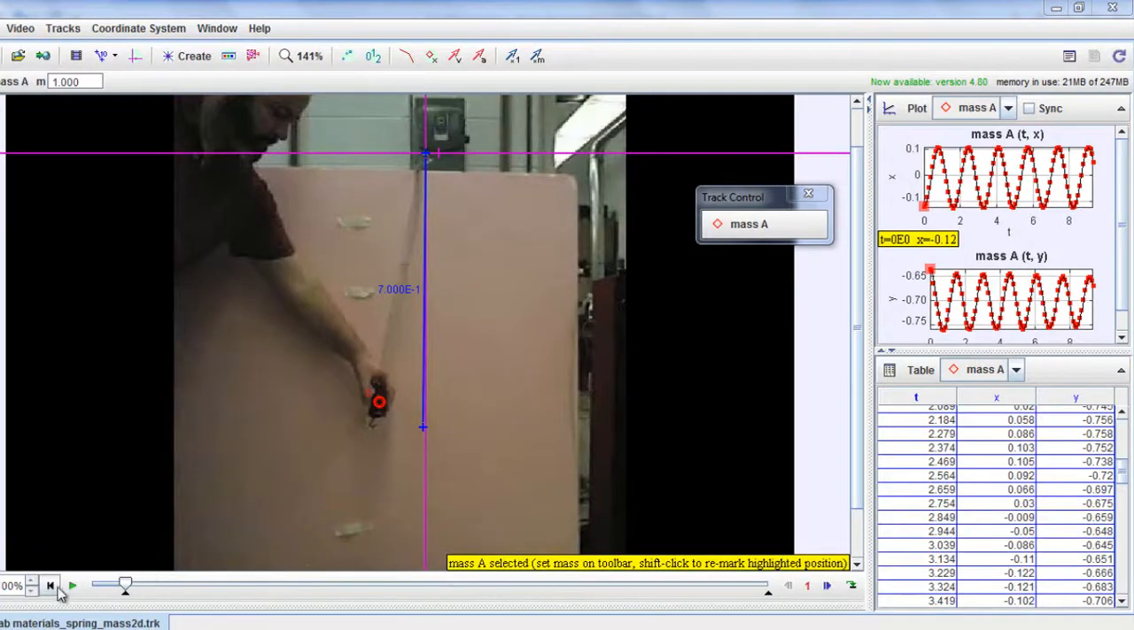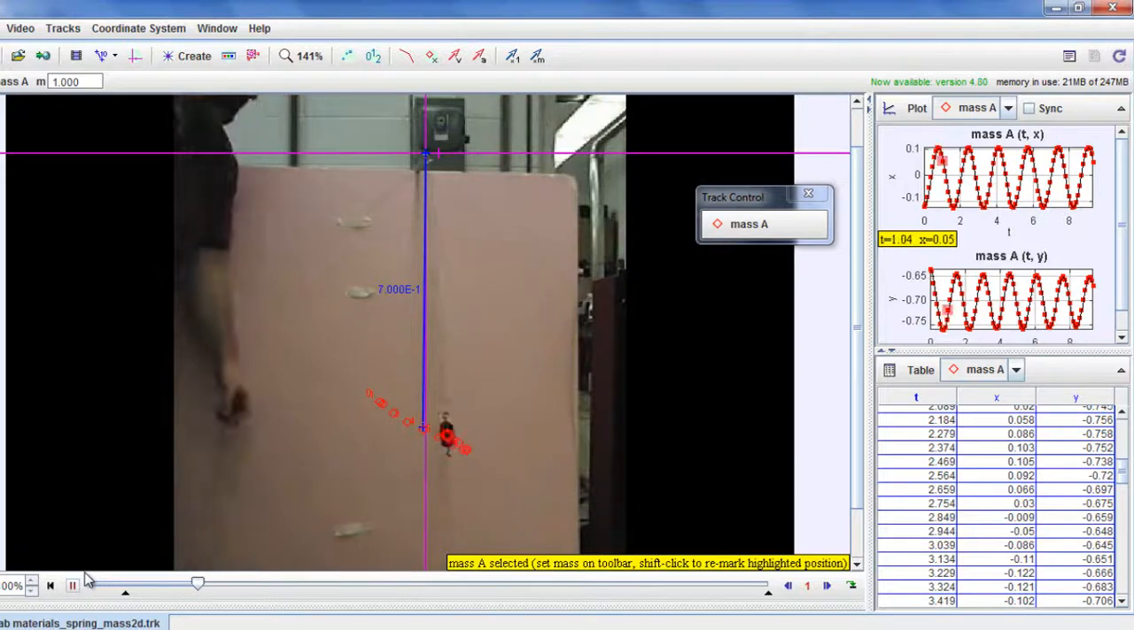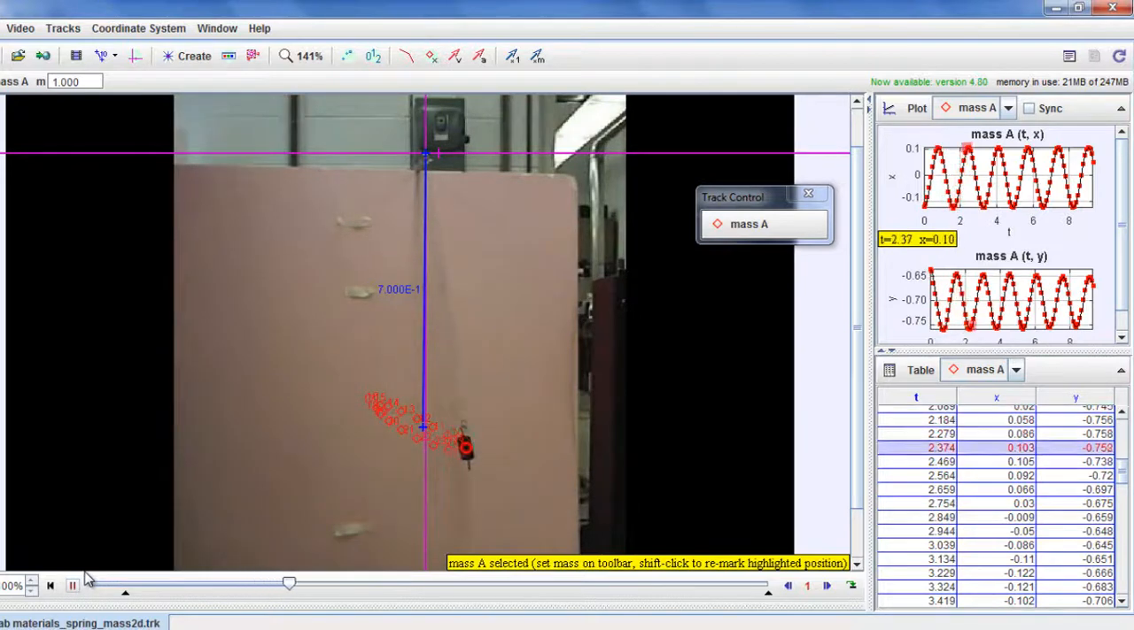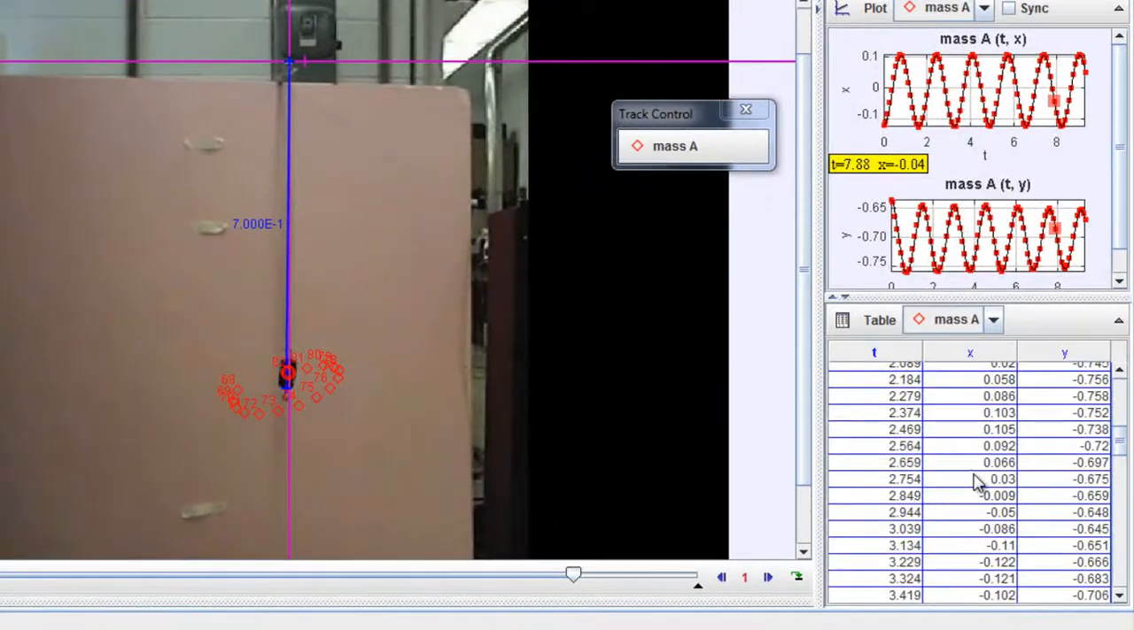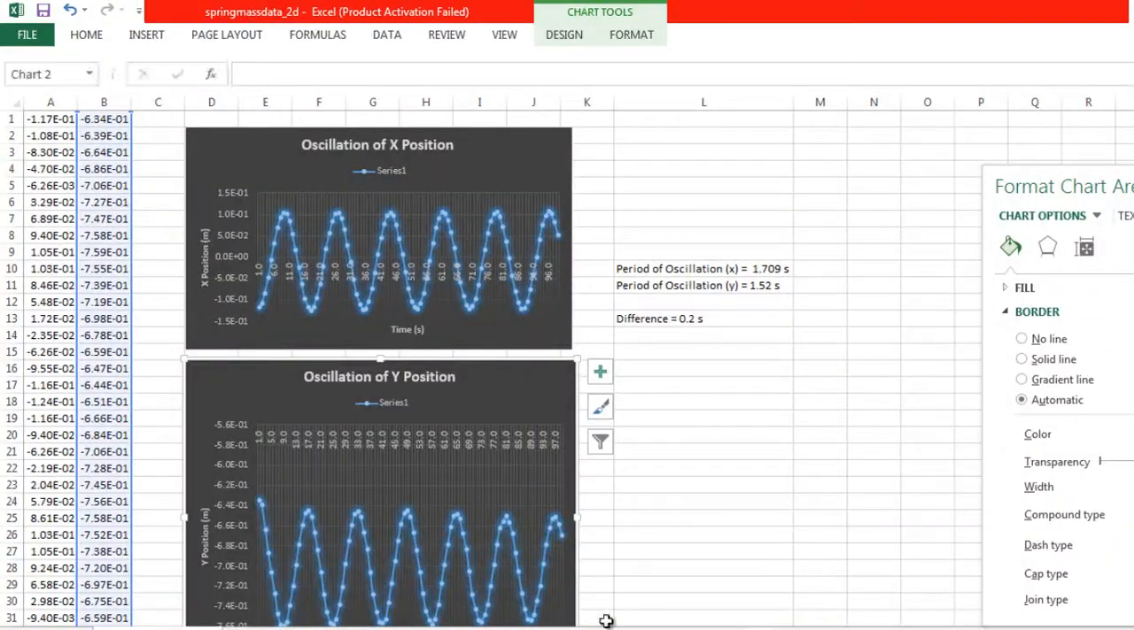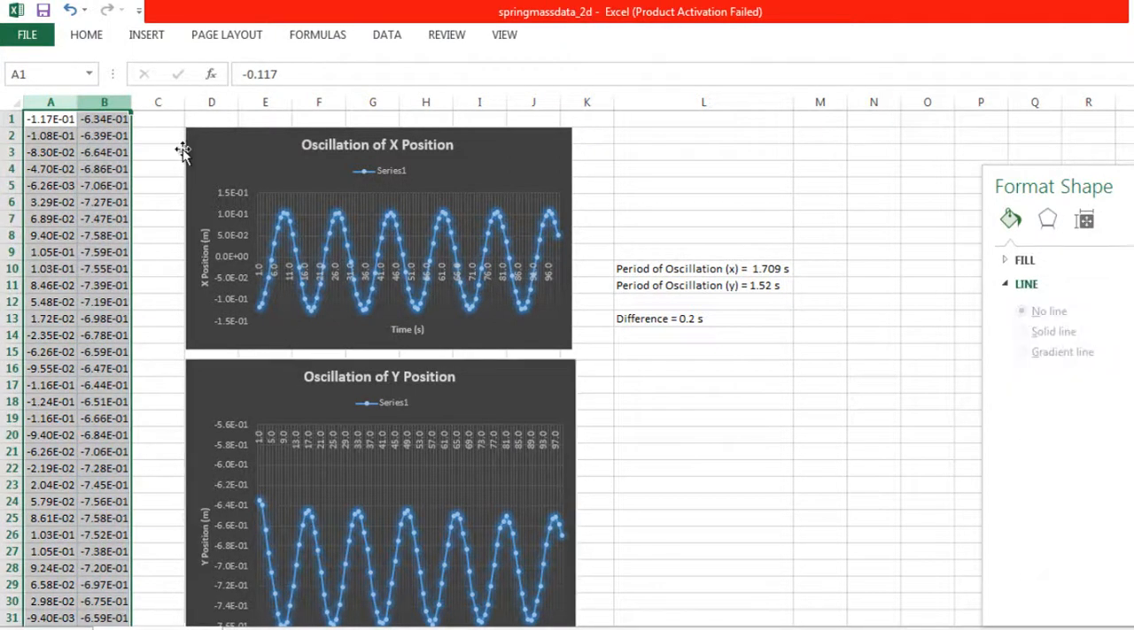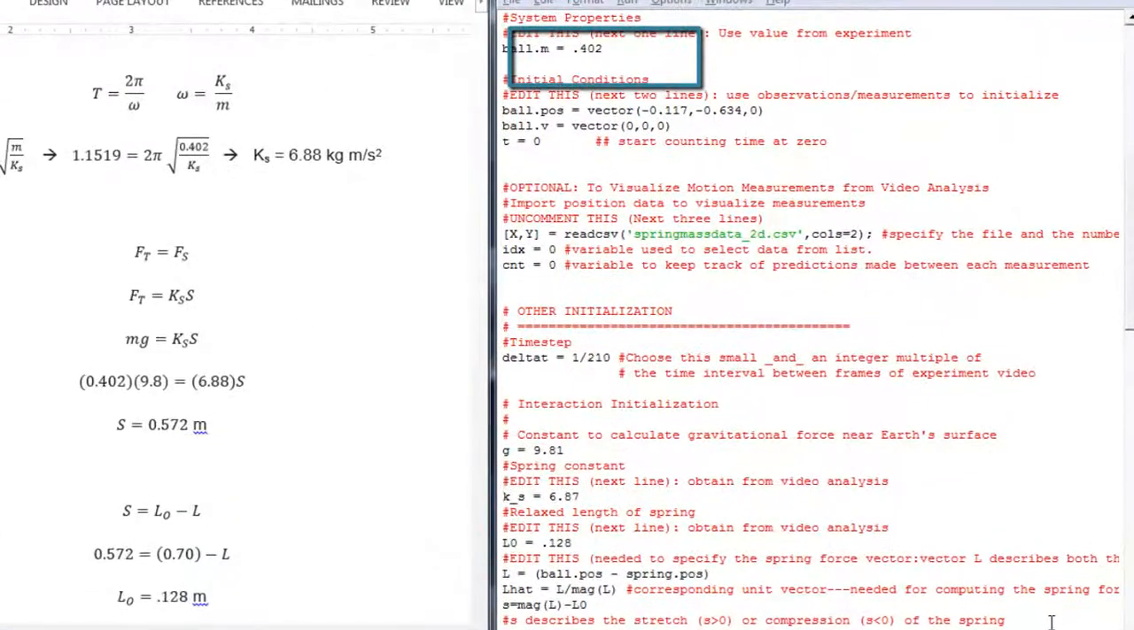Once the video was in tracker, I placed the calibration stick so that it represented the spring's relaxed length at 0.7 meters. I put the origin at the point where the spring was attached. After pinpointing all the point mass locations, I took the x and y positions shown here on the right and placed them into a CSV file that can be used and read in my code, seen here, in columns A and B. The mass of the ball is 0.402 kilograms.